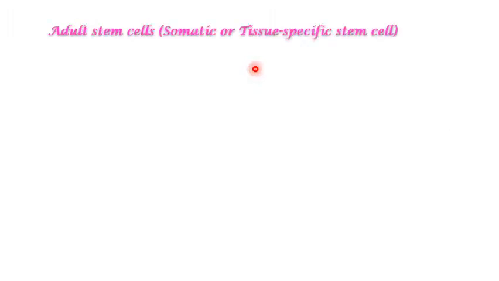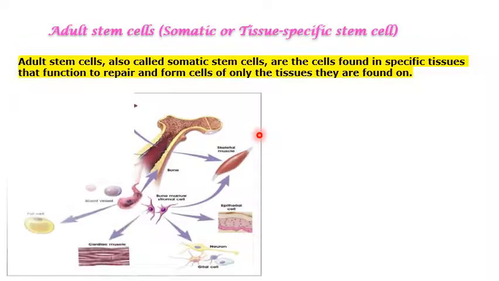Adult stem cells are also called somatic or tissue specific stem cells because they are present in certain tissues where there is a continuous division of cells. For example, in the blood, skin, and gut cells, there will be a continuous division of the cells.